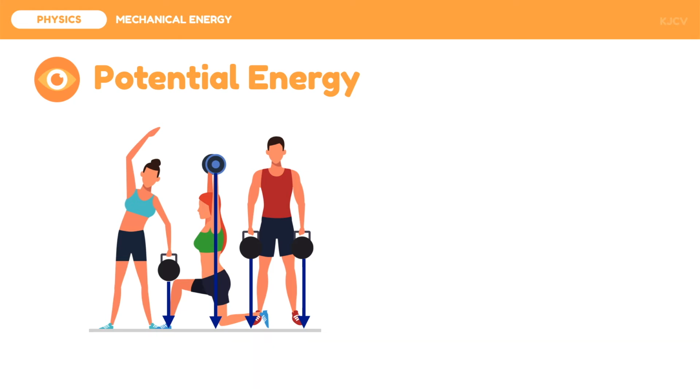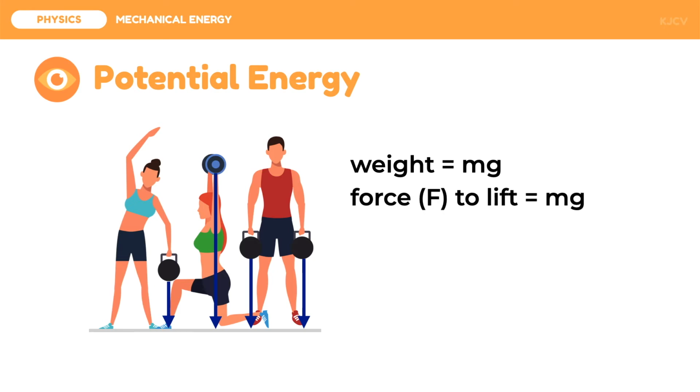In this figure, the kettlebells have a certain weight which is equal to the mass times the pull of gravity. These people need to exert a force to lift which is also equal to the weight of the kettlebells.